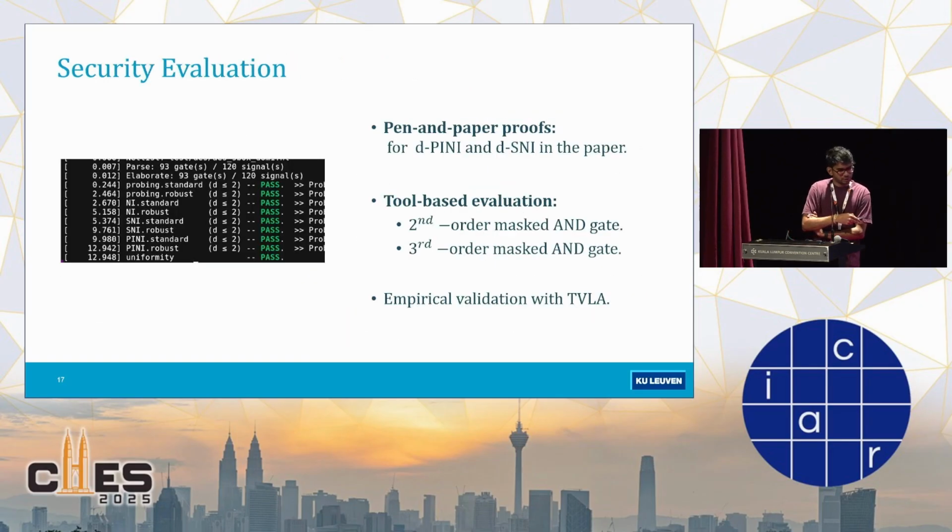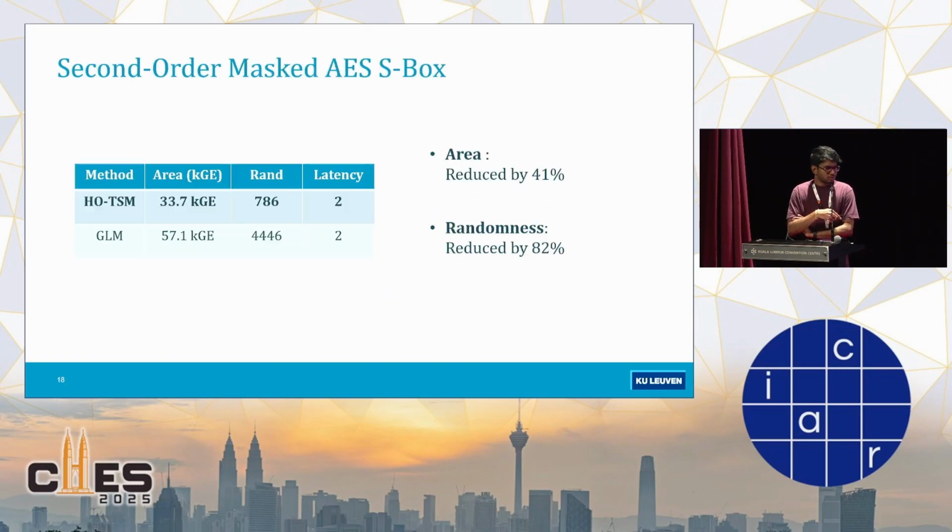We have theorems and proofs in the paper, but I will not be explaining them here. We also have some tool-based evaluation using SILVER, and that's only for small gadgets, because it's not really possible to verify larger things. And we also have TVLA results for this. At the time of writing this paper, there was only one other scheme, which was GLM with a latency of 2. And as you can see, the area is reduced by 40%, and randomness is reduced by around 80%.